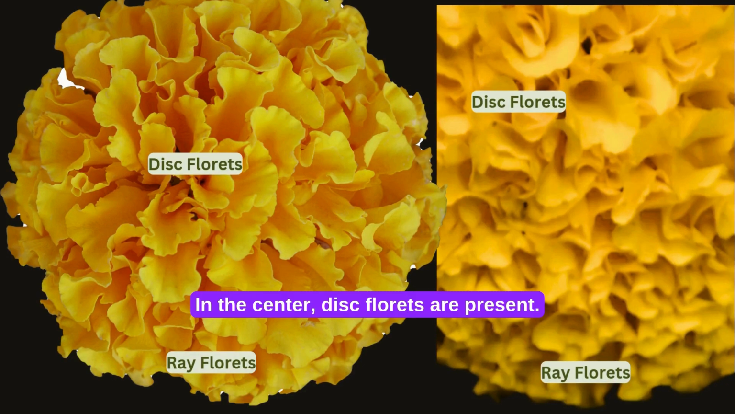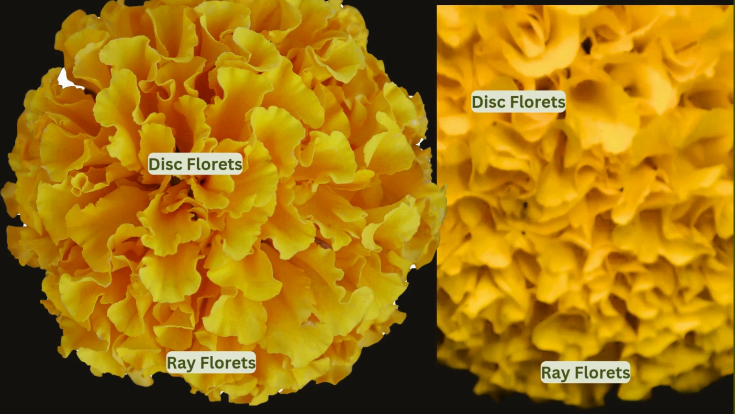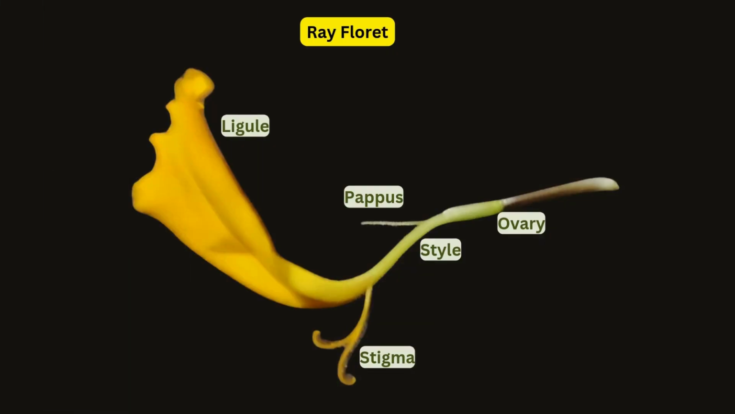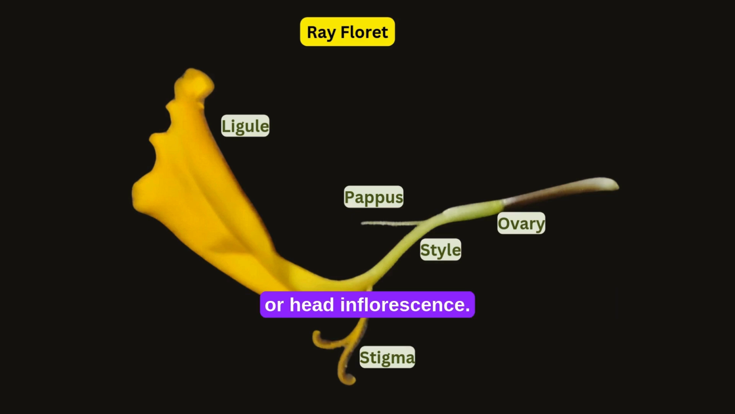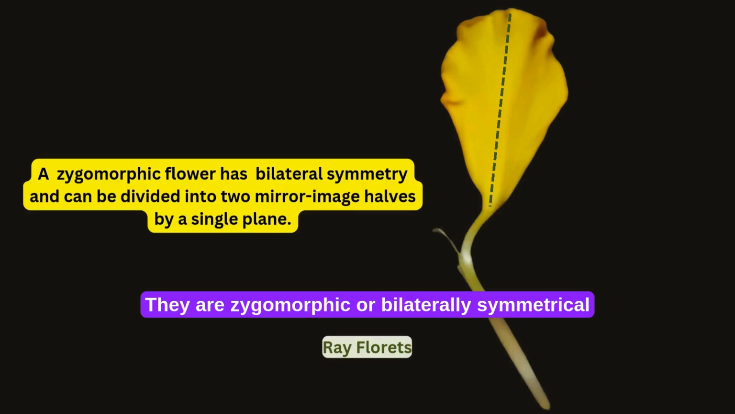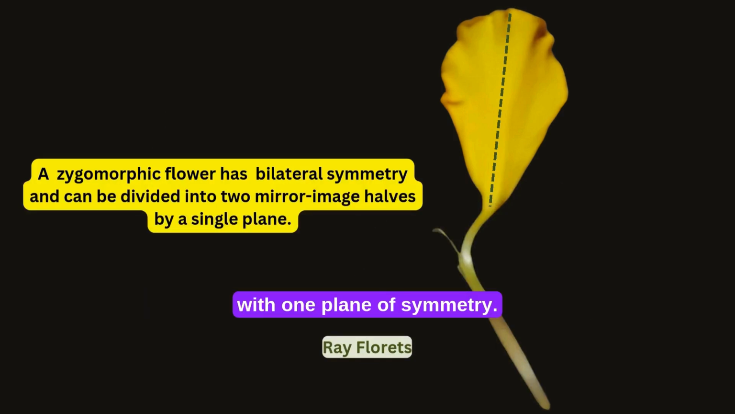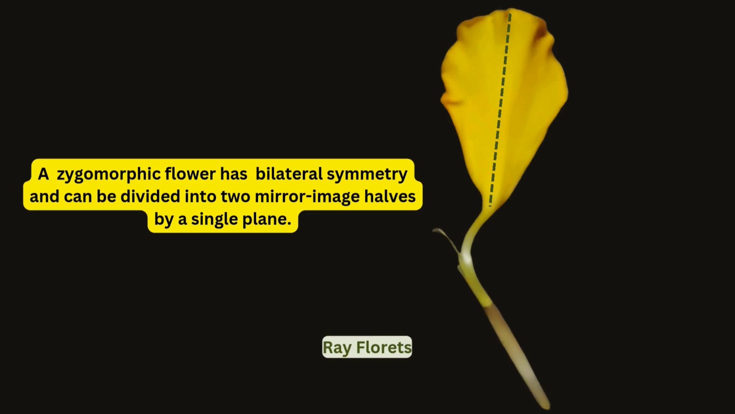In the center, disc florets are present. On the periphery of the capitulum, ray florets are present. Ray florets are located on the periphery of the capitulum or head inflorescence. They are zygomorphic or bilaterally symmetrical, with one plane of symmetry.